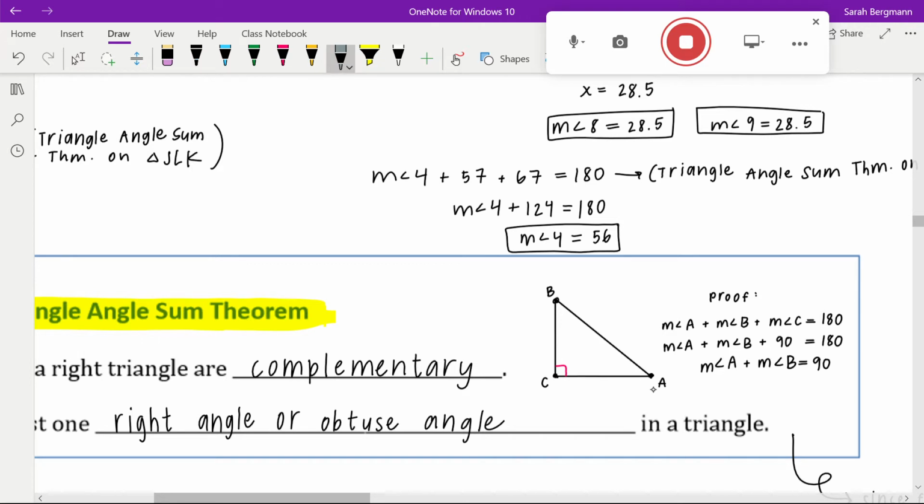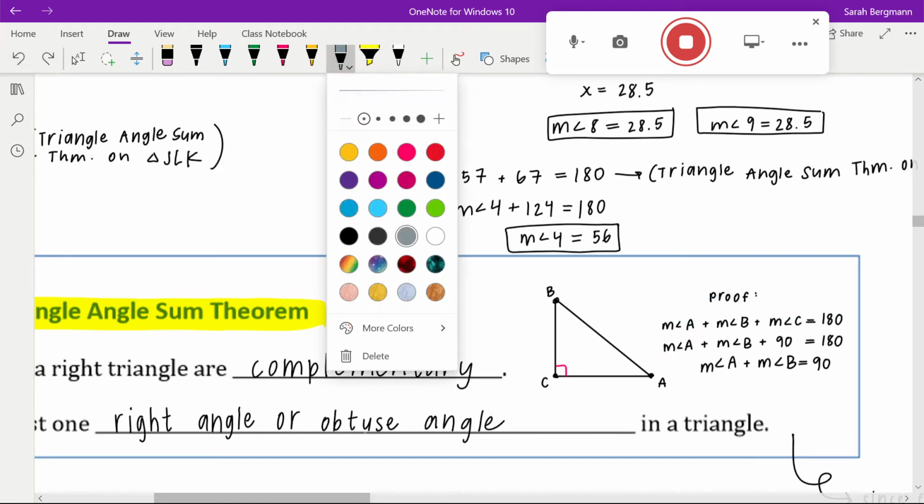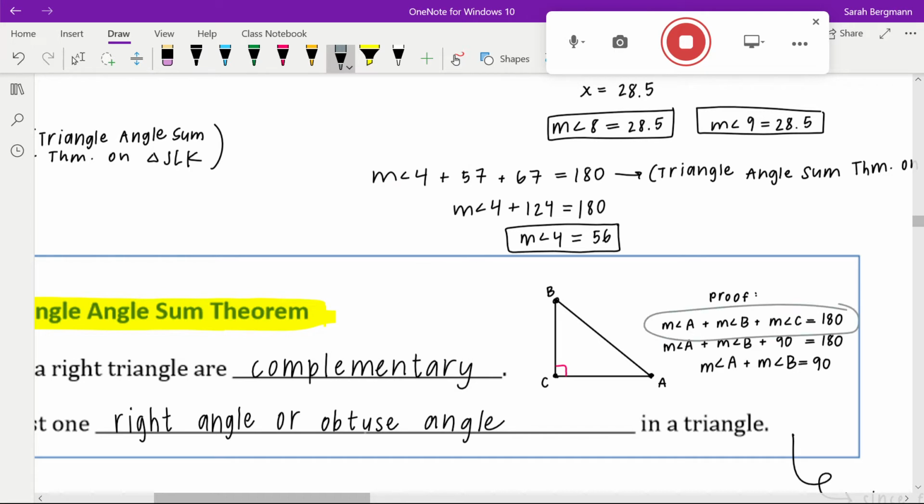So for example, in this triangle ABC, I know that all the angles add up to 180. That's triangle angle sum theorem right there. I know, however, that the measure of angle C is 90. So I could substitute in 90 for the measure of angle C. By subtracting 90 on both sides, I end up with the measure of angle A plus the measure of angle B must be equal to 90. This will always be true for a right triangle. The two acute angles will always be complementary.